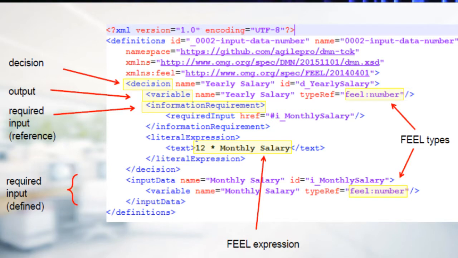To give you an understanding of what it is that we do, this is the XML format of a DMN model, and you see there a decision, and you see the definition of the output.